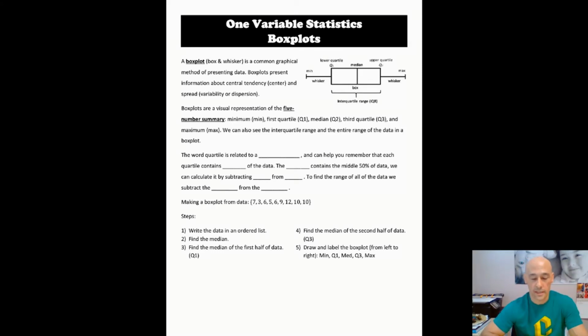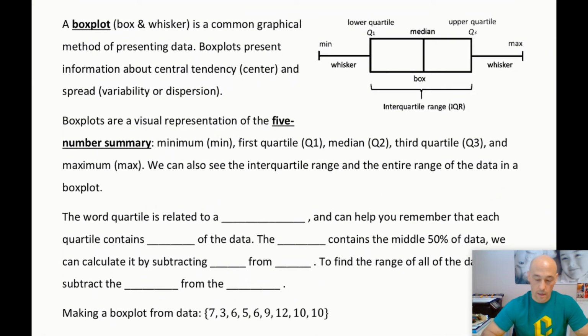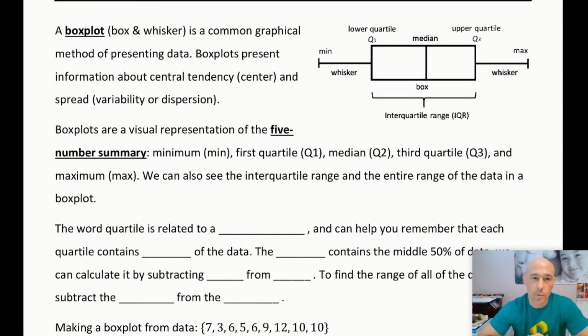One variable statistics, box plots. A box plot, some people call it a box and whisker plot, is a common graphical method of representing data. Box plots present information about central tendency, that's the center of the data, just like median, mode, and they also present information about the spread or the variability or dispersion of the data.